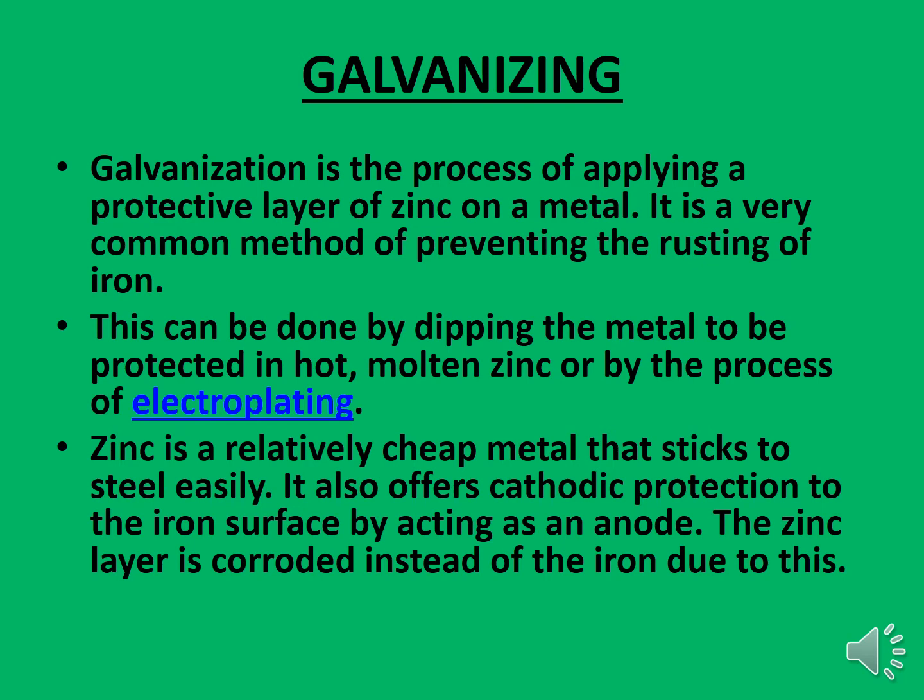or by the process of electroplating we can plate the zinc on the iron or any other metal which is to be saved. Zinc is a relatively cheap metal that sticks to steel easily, and it also offers cathodic protection to the iron surface by acting as anode. It means when we make a layer of zinc on the iron, this zinc will act as anode and oxidation of zinc will start and iron will remain safe. The zinc layer is corroded instead of the iron due to this process.